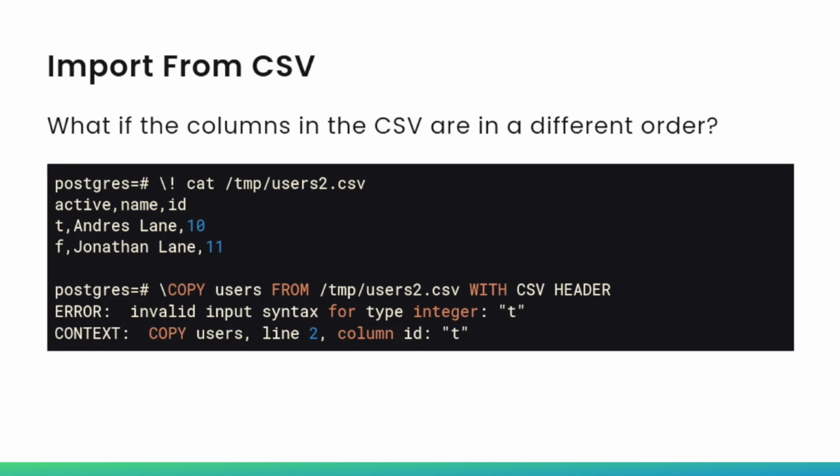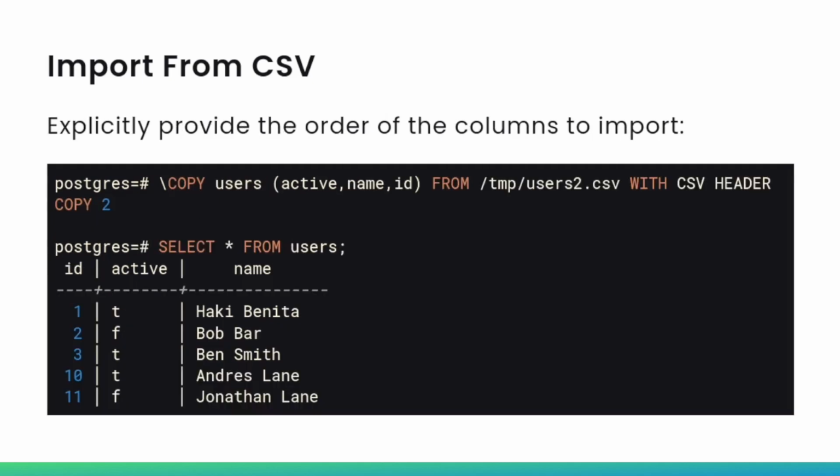So Postgres is trying to get the value T into a column with type integer. Now, if you notice, the order of the columns in the file users to CSV is not the same as the order of the columns in the table. The columns in the table are ID, name, and active, but in the CSV, that's active, name, and ID, so it's backwards. So if we want to import this file into our users table, we need to let Postgres know the order of the fields.